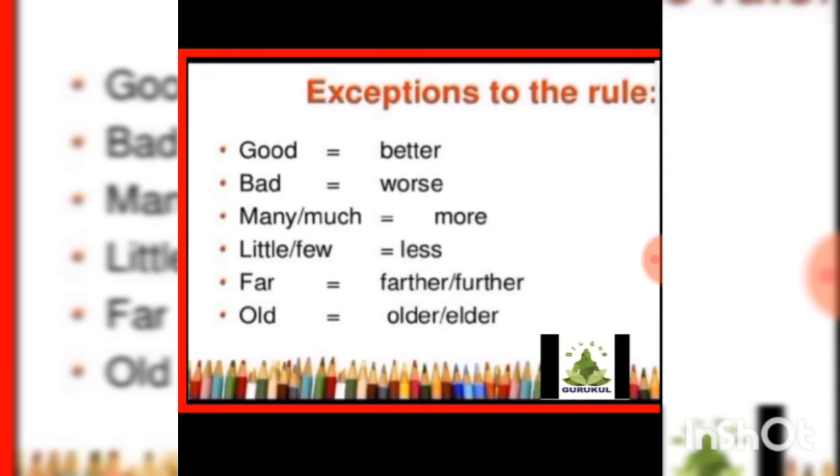For example, good, bad, many or much, little or few, far, old. But these too can get converted into comparative degree and superlative degree. So children, good becomes better, bad becomes worse, many becomes more, much becomes more, little becomes less, or we can say few becomes less, far becomes farther or further, old becomes older or elder.